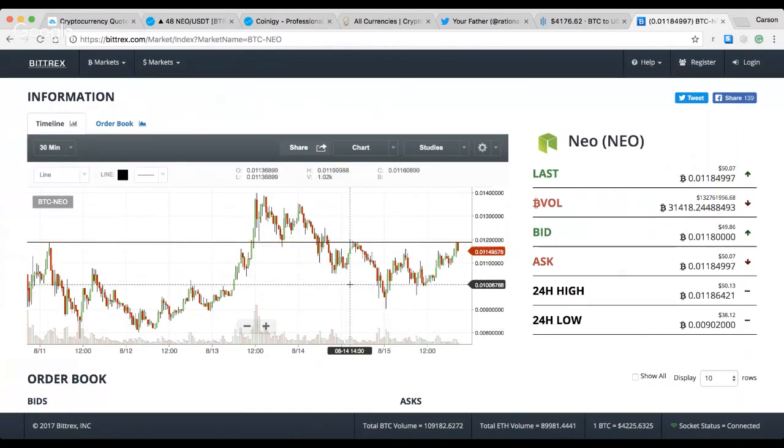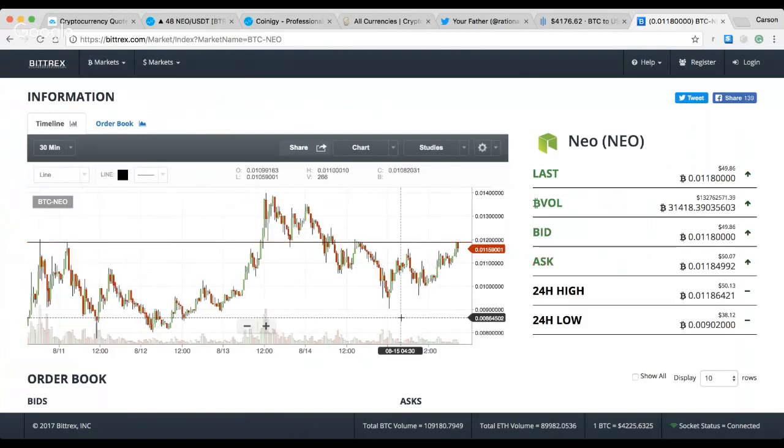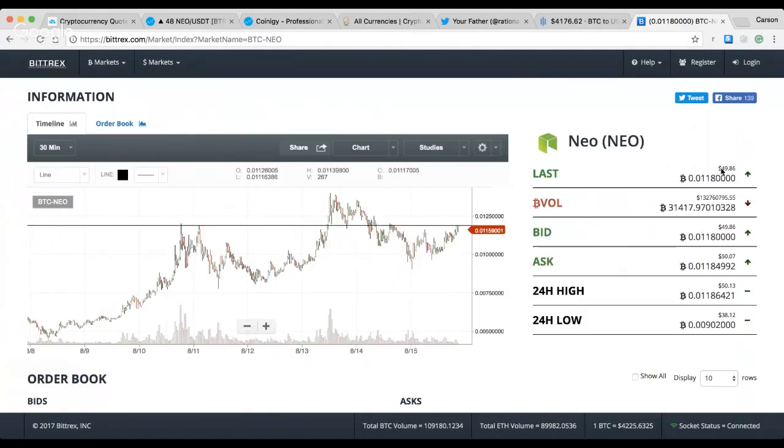I'm telling you, I don't have certainty with NEO right now, but this is the BTC pair. I want to see it slam through. This is a 30-minute chart. I want to see it slam through to break into new all-time high territory. But we can see the NEO USD pair is going up. It's at $49. That's really close to the all-time high when it comes to the USD pair.